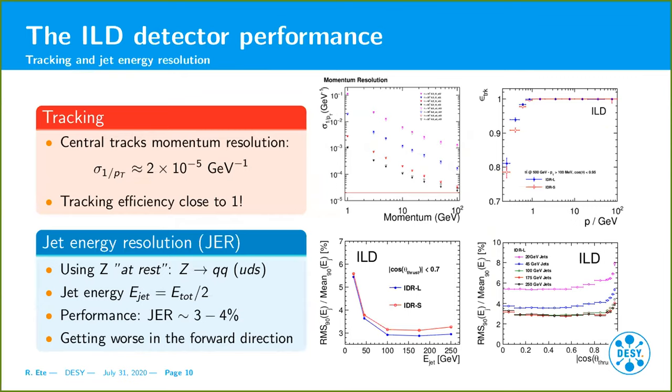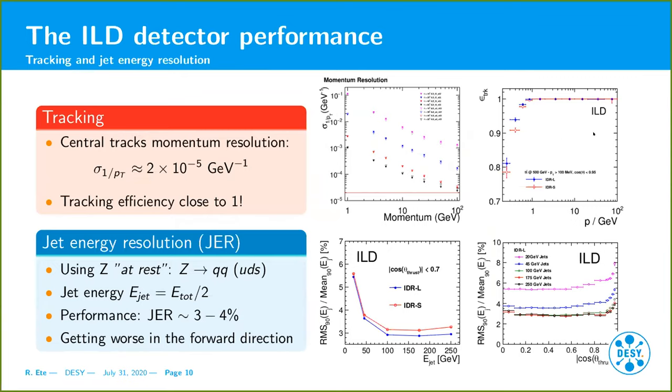For the ILD detector performance, first I will talk about the tracking. So the goal for the central tracks in the barrel for the momentum resolution is like 2 times 10 to the -5. This is what you can see on the left here, it's the red line. And namely, we really reach it correctly there. So we have very nice performance there.